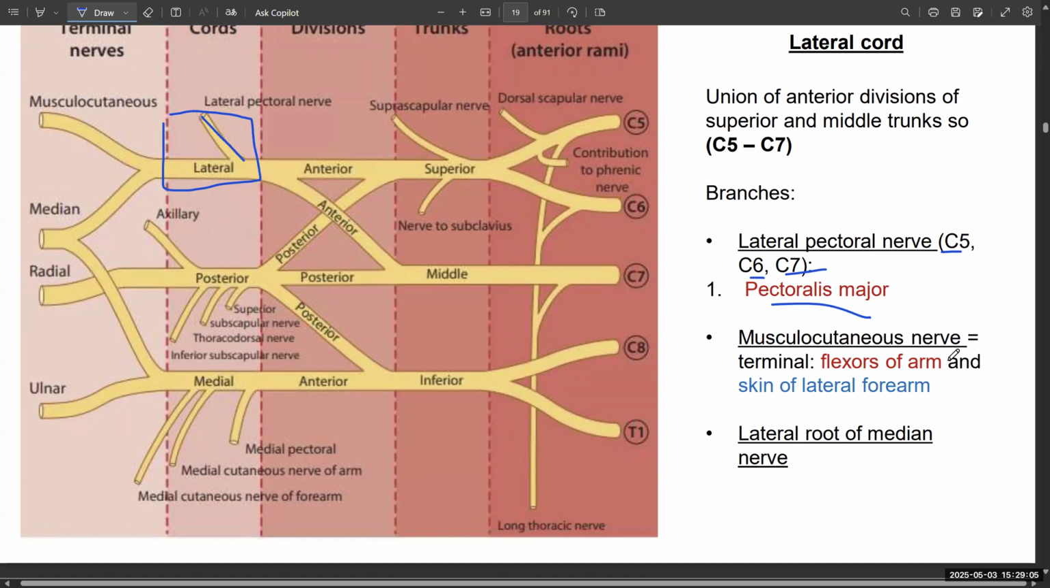Then we have the musculocutaneous nerve. Now this lateral cord is going to go on, it's going to become the musculocutaneous nerve. We can see that. And it is also going to become this thingy over here. Now, what is this? This is the lateral root of the median nerve. Now, as we can see here, this is the median nerve. And it is basically a formation of 2 divisions, like 2 branches, whatever you want to call it. So there's 1 and there's 2. So the median nerve is made up of the lateral root of the median nerve.